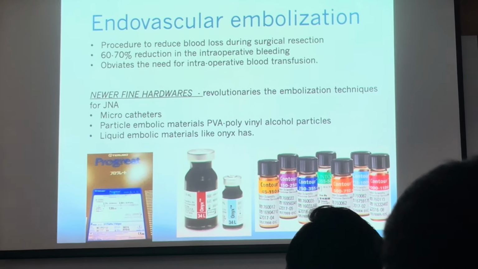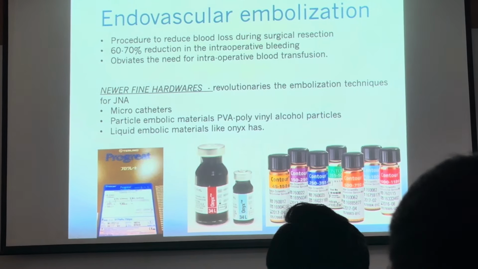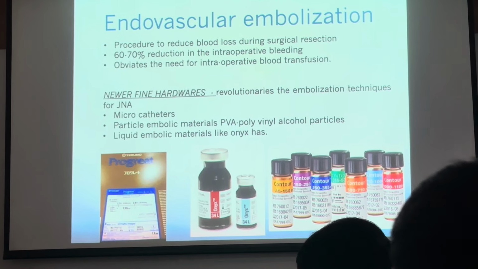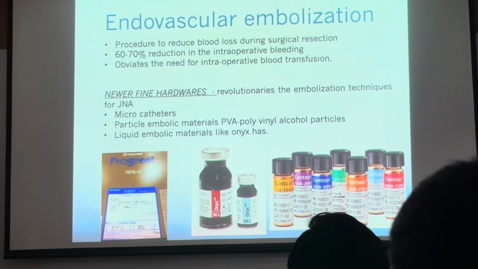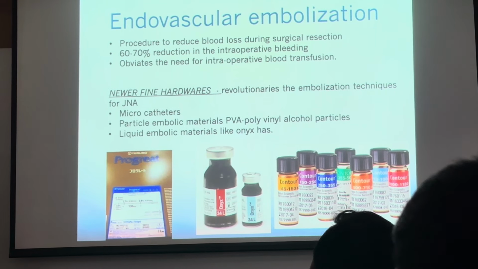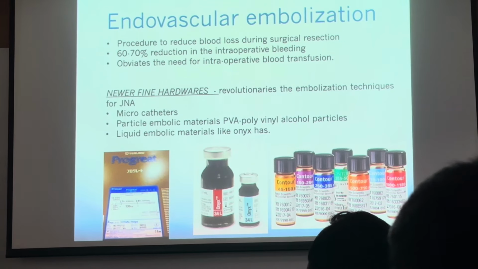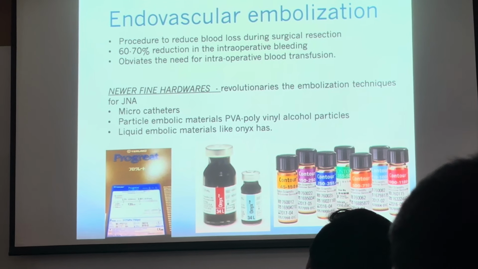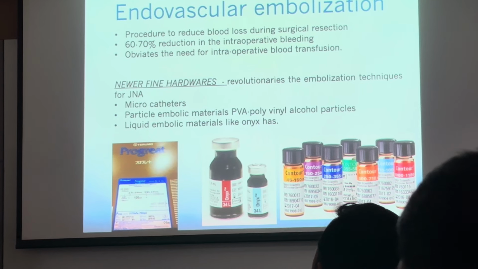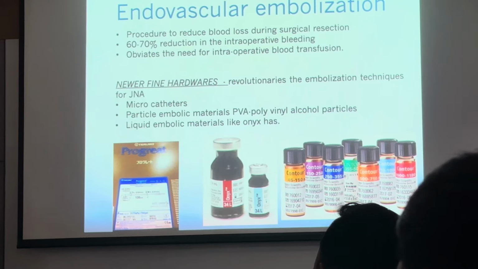Now what we have is a very fine microcatheter. The diameter of the microcatheter, we used to talk about 2.7 French. From there, we have come down now to 1.9 French. With such a small catheter, we can enter whichever branch we want to go super selectively. Now once we go with such a thin microcatheter, the gel foam will not work because those particles will be too big for those fine catheters.